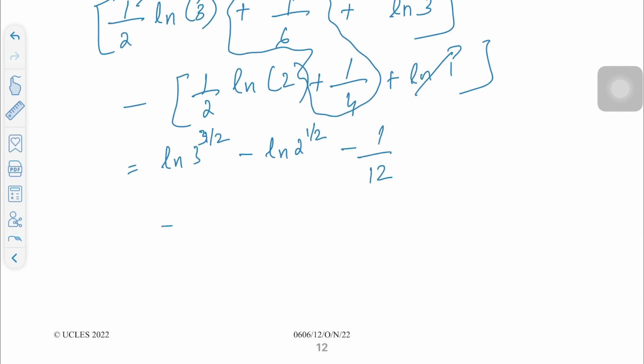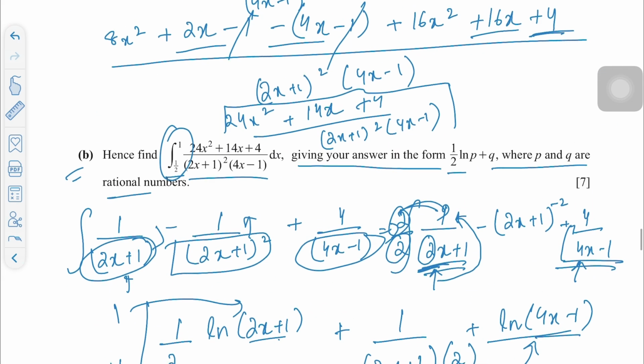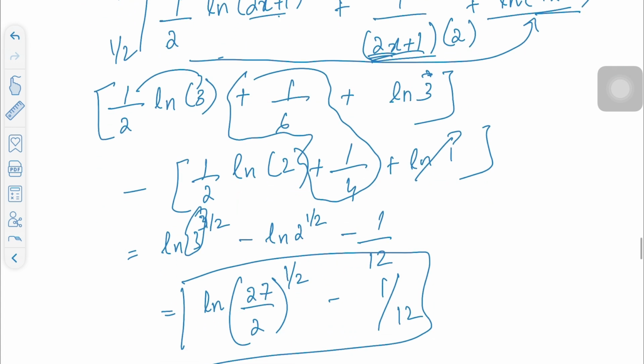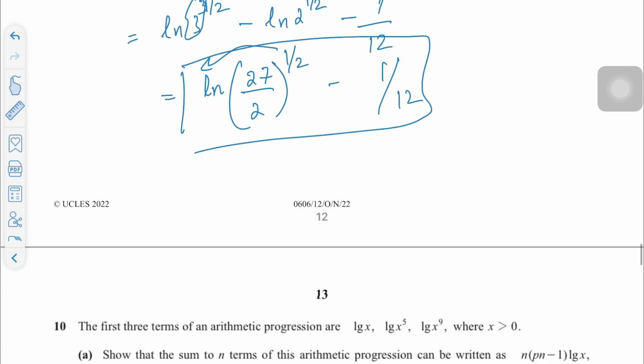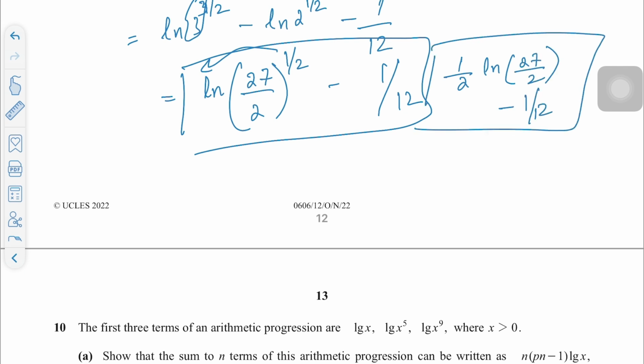Now let's just solve this more. So this would be ln 3 power 3 is 27, so this would be 27, and this would be again 2, so we can keep this power as 1 over 2, right? So this would be negative 1 over 12. We have our final answer, right? We can move this 1 over 2 over here, so this would be 1 over 2 ln 27 over 2 negative 1 over 12. So this is our final answer.